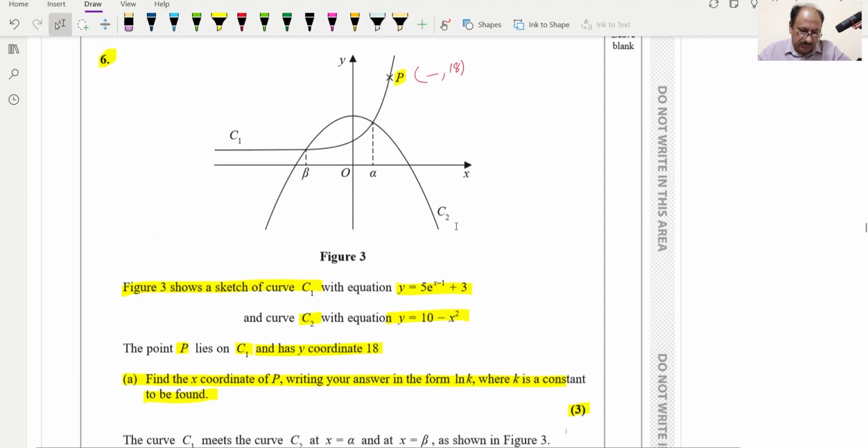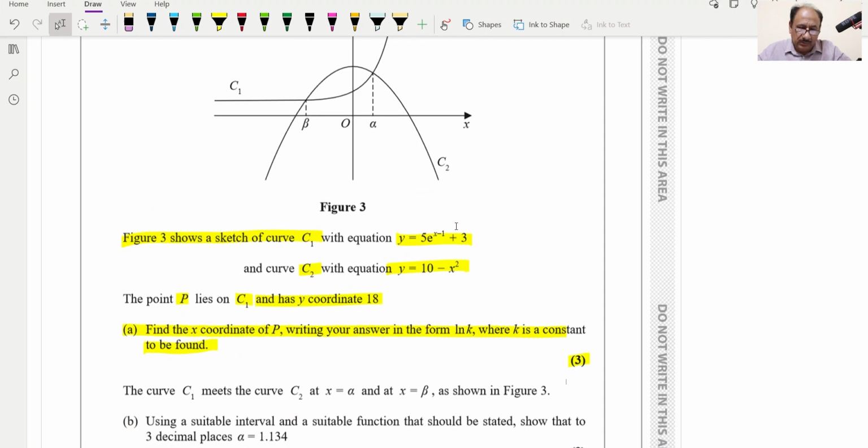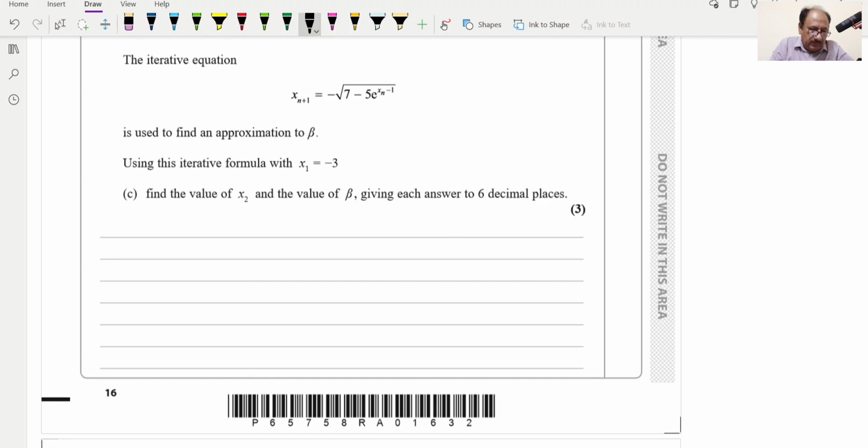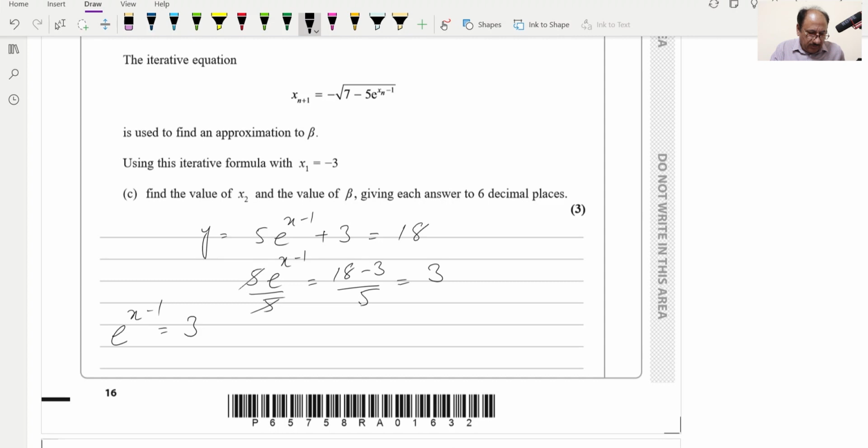So what we can do, we can write this equation y is equal to 5 e raised to x minus 1 plus 3, and we can equate it to 18 because it is given that the y coordinate is 18. Now we can solve this. So 5 e raised to x minus 1 is equal to 18 minus 3, and we can divide both sides by 5, and this will be equal to 15 over 5, which is equal to 3. So we can write e raised to the power x minus 1 is equal to 3. We can take log on both sides to get rid of e. So x minus 1 is equal to ln of 3.